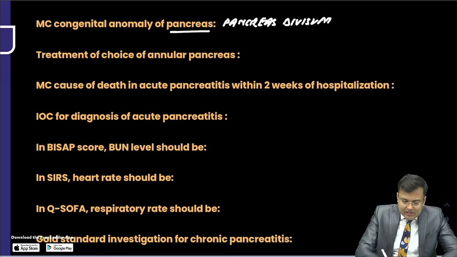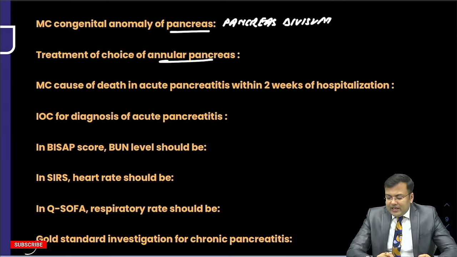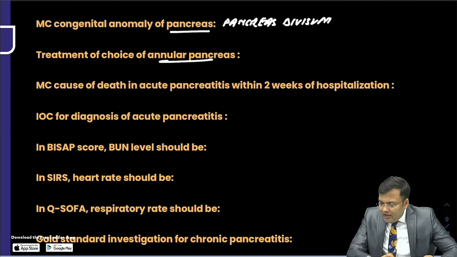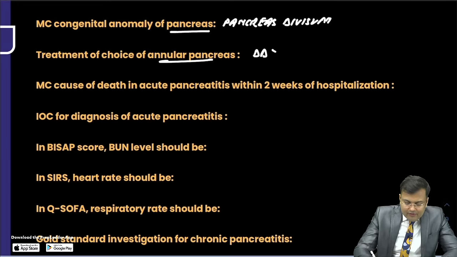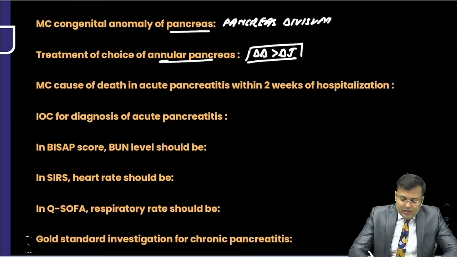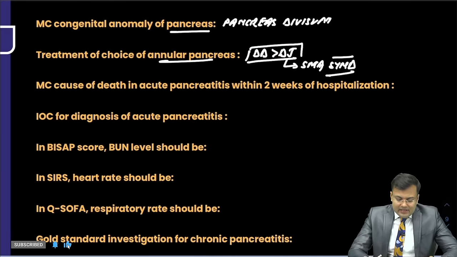Next question. Treatment of choice for annular pancreas. It is duodeno-duodenostomy or duodeno-jejunostomy. DD or DJ. Tell me, guys. Yes. Majority of you are correct. It is DD, followed by DJ. Even in duodenal atresia, treatment of choice is duodeno-duodenostomy. And you know, in superior mesenteric artery syndrome, it is duodeno-jejunostomy.